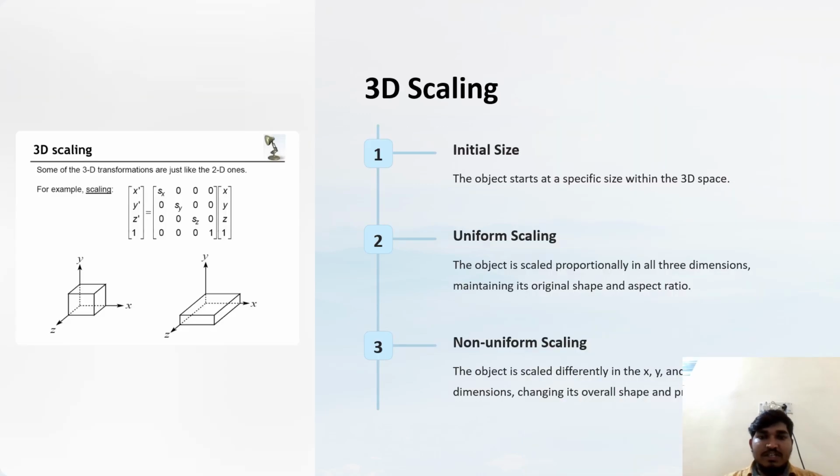And let us see about 3D scaling. In this, first, let us discuss initial size. The object starts at a specific size within the 3D space. And let us discuss uniform scaling. The object is scaled proportionally in all three dimensions, maintaining its original shape and aspect ratio. And non-uniform scaling. The object is scaled differently in X, Y, and Z dimensions, changing its overall size and position.